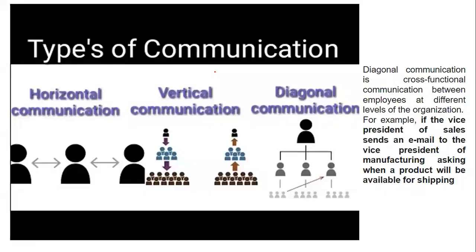We have diagonal communication. Horizontal and vertical I have done. Diagonal communication is cross-functional communication, from one department to another. For example, the vice president of sales sends an email to the vice president of manufacturing. Here the designation is given just to highlight the example. Just see the department, manufacturing to marketing or marketing to finance. So it is basically cross-functional, meaning from one department to another.